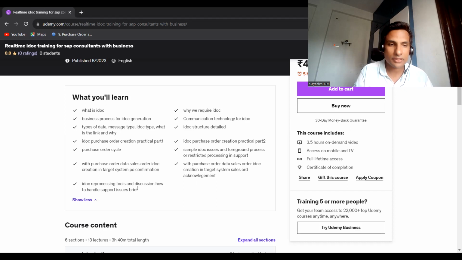In reverse, IDoc reprocessing tools, discussion to handle support issues. Firstly, I have created some issues showing how you can handle IDocs. You try it on your practice system, it will be 100% helpful. I have just given some sample issues, some 3 to 4 issues. It is a bit of a lengthy discussion because I have done it live.